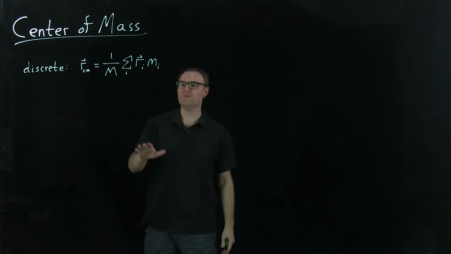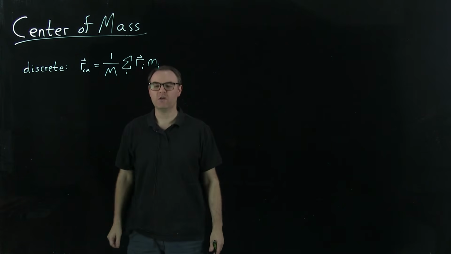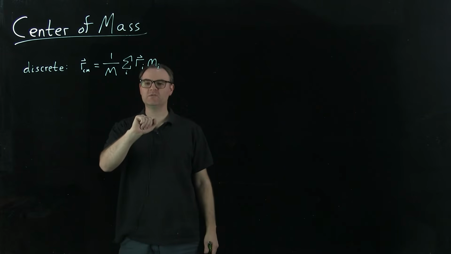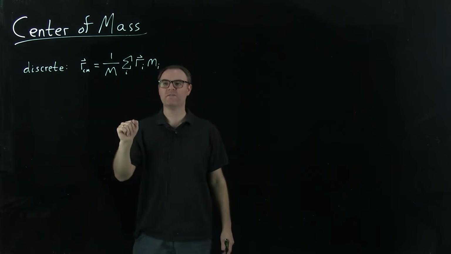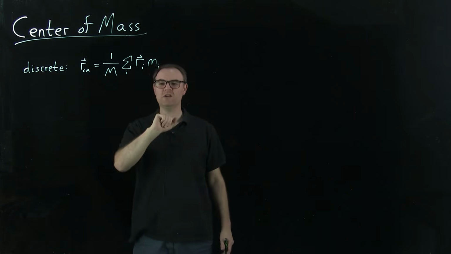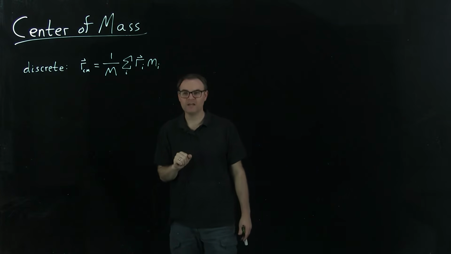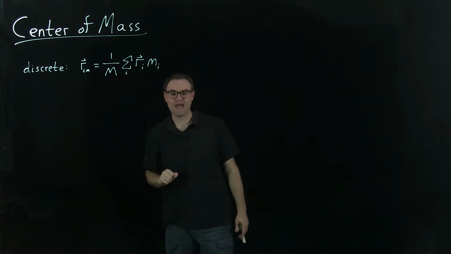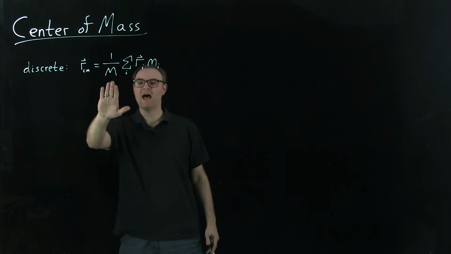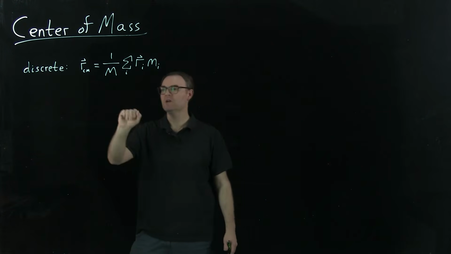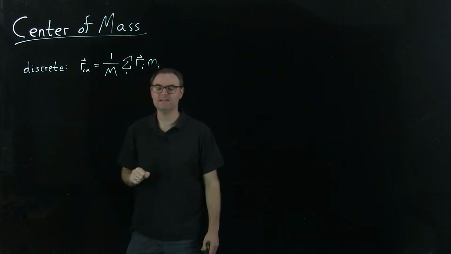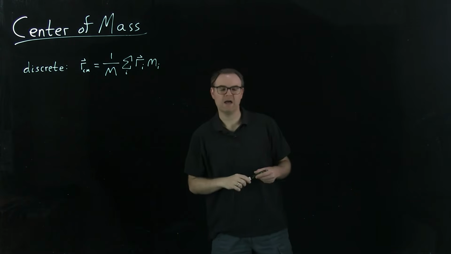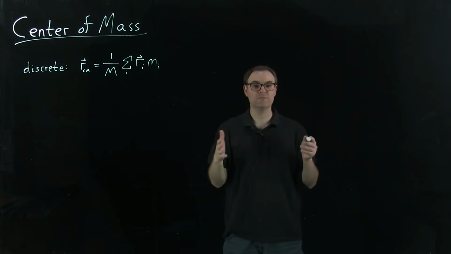Welcome everybody. Today we're going to talk about a new idea called the center of mass, which, as you can see from this definition in the discrete case, is a weighted average where I take the position of each discrete object in my system, weight it by the amount of mass that that object has, and then divide by the total mass of the system so that I get back a quantity that is still a position vector. And we're going to talk through this definition in a few simple cases.